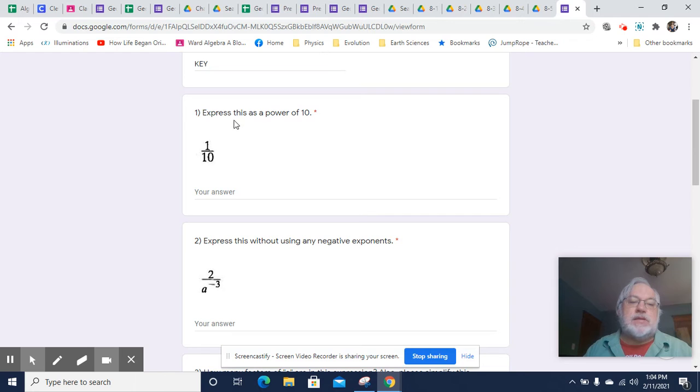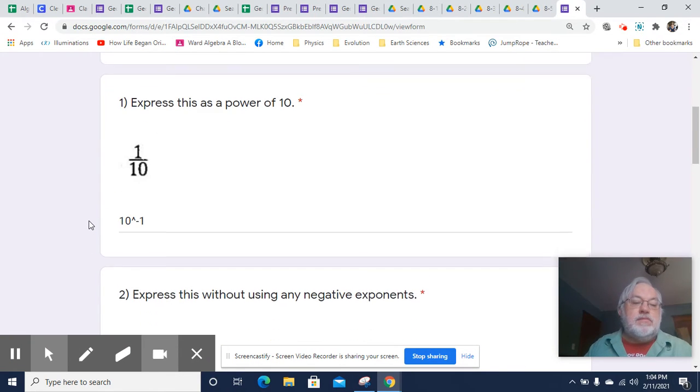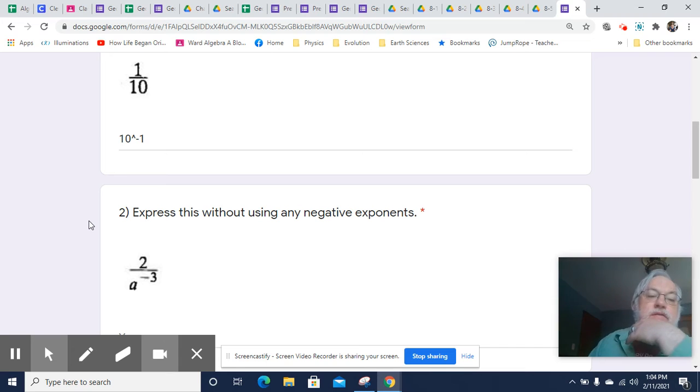So here we're going to express this as a power of 10. Well, since it's not a factor, 10 is a divisor, and it's a divisor one time. So the opposite of a factor is a divisor, and so we use the opposite of an exponent of 1. So we use an exponent of -1. So 10 to the -1 power. I'm going to blow this up a little bit because that's awfully tiny. So there we go. 10 to the -1 power is 1 over 10.